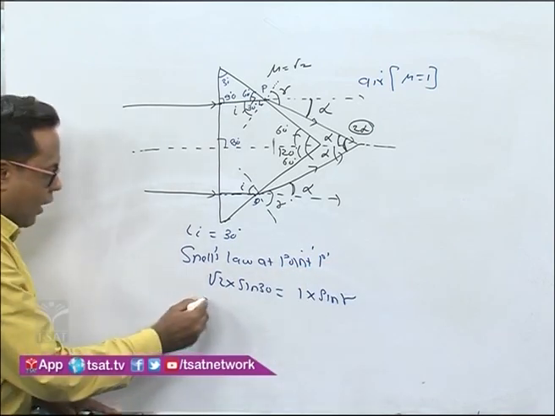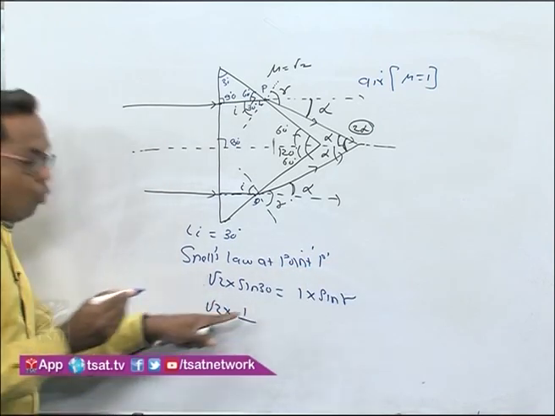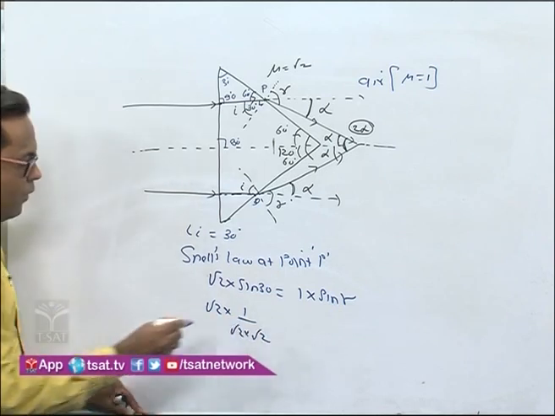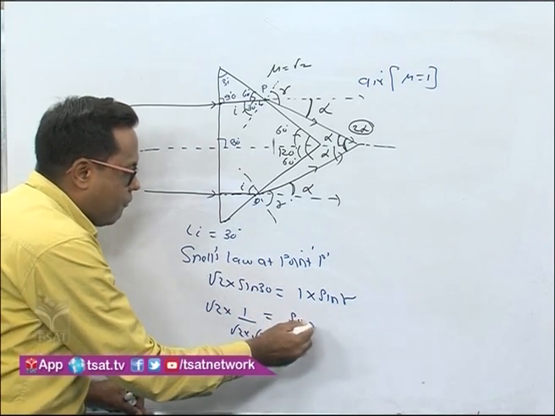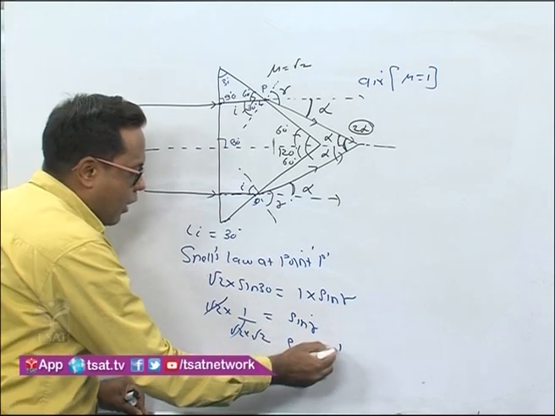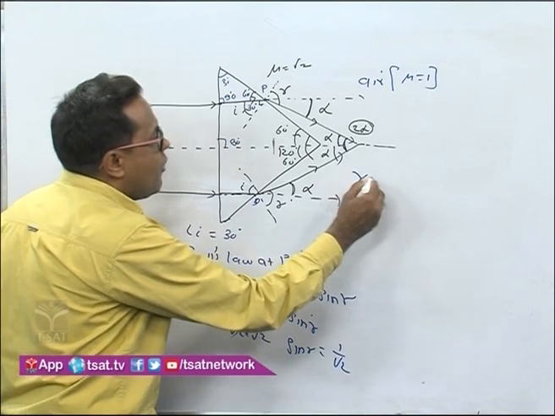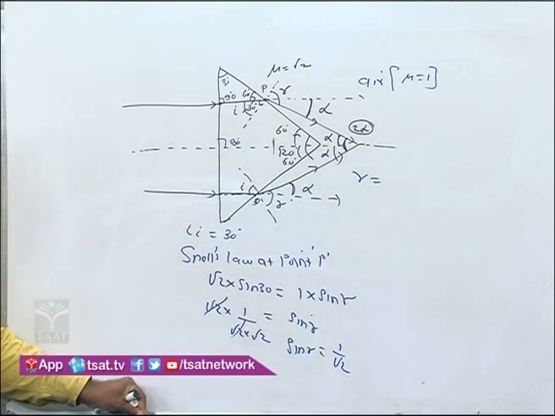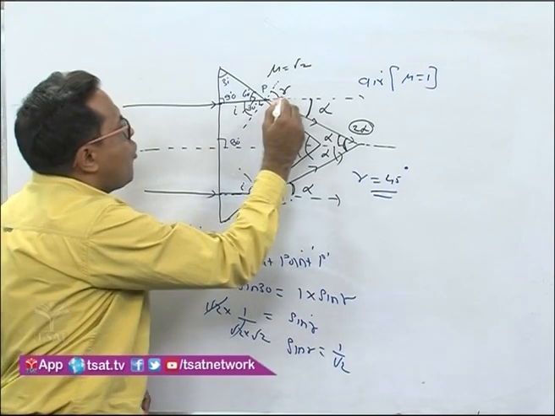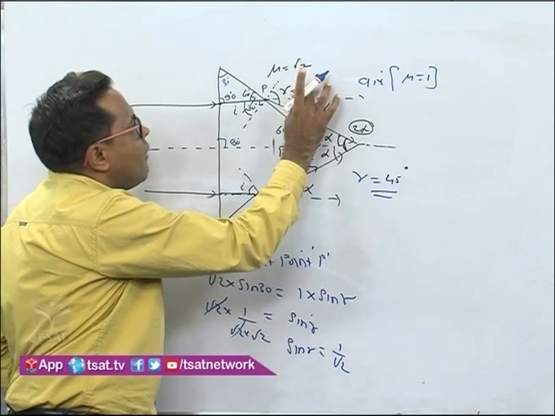Snell's law gives √2 sin 30, and sin 30 is 1 by 2, which can be written as 1 by √2 into 1 by √2, equal to sin r. √2 and √2 get cancelled, so we get sin r is equal to 1 by √2, or r is equal to 45 degrees.